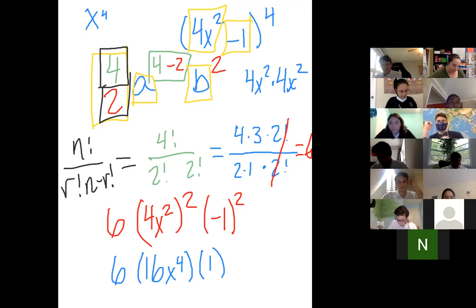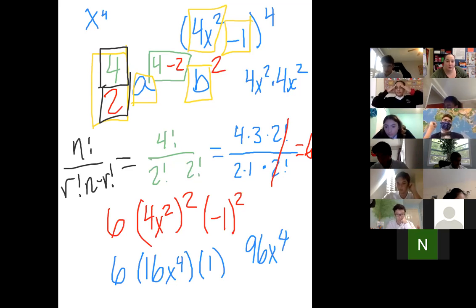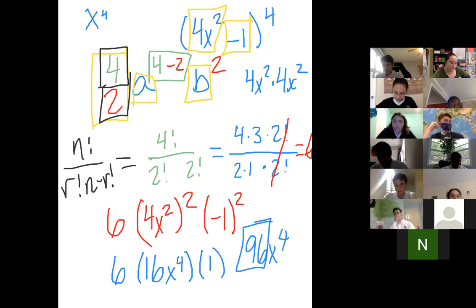So really we're worried about multiplying 6 times 16, which is 96x to the 4th, which then the coefficient of is just 96, and that is the correct answer. That's the entire problem. Okay. That was it. That was the whole problem.